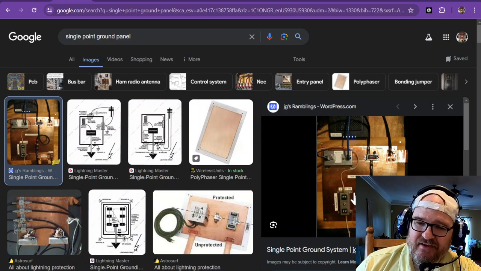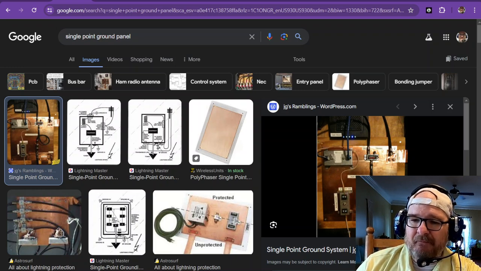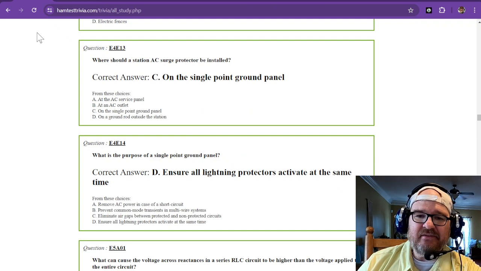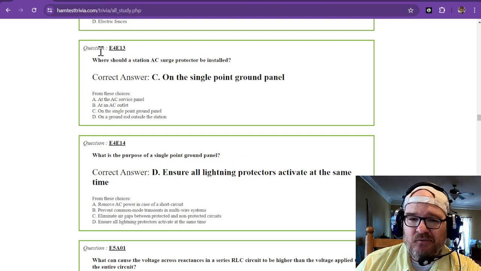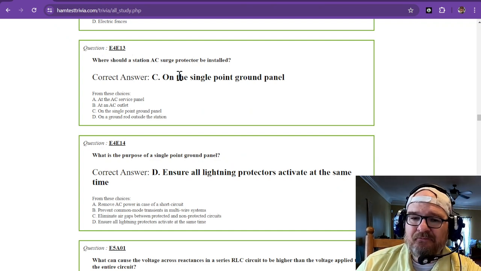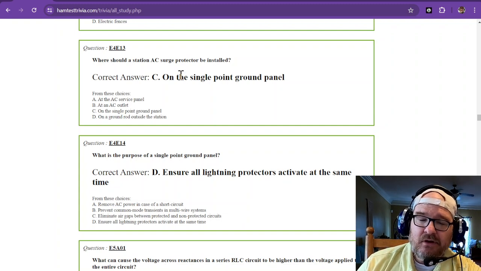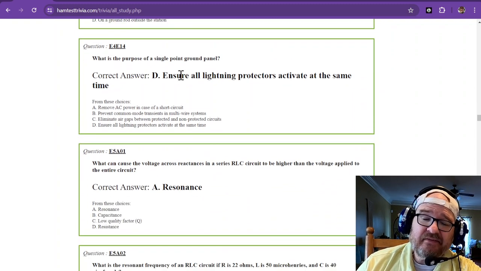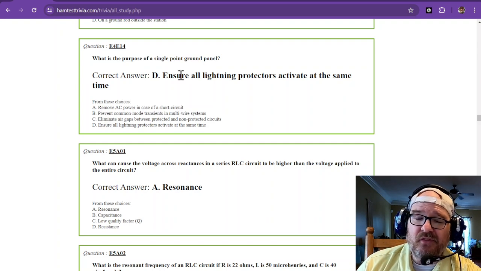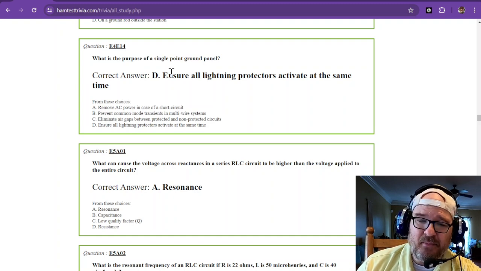But as soon as it hits this single point ground panel, then that is what is supposed to absorb those differences in voltage. So AC surge protector, single point ground panel. Are we all going to have that? No. That is probably one of the most difficult things to implement into a station, especially when your station's nowhere near where the antennas come in.